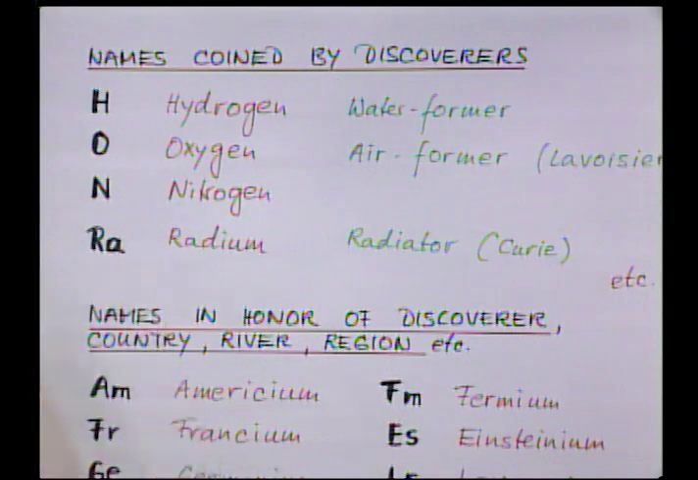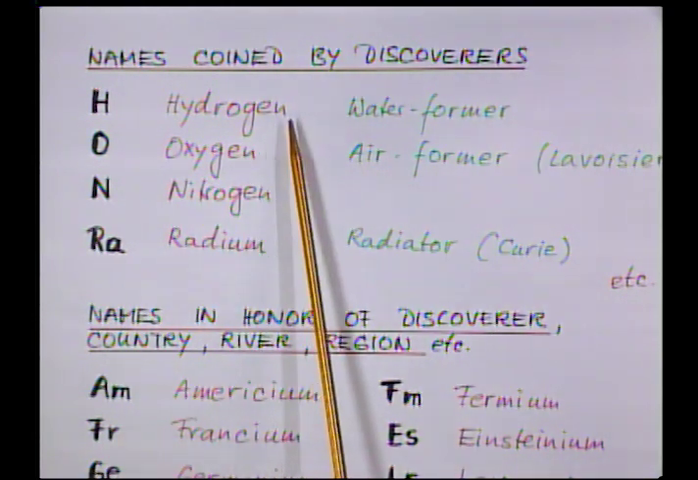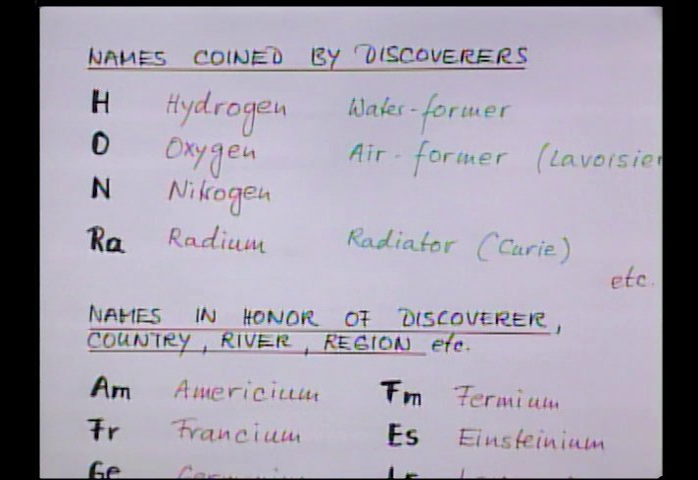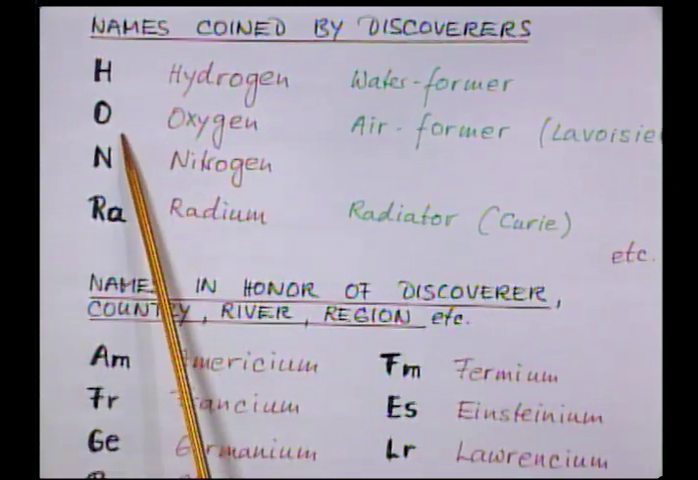Later, some of the more recently discovered names came from the people who coined them, like hydrogen, which means water forming. Hydros means water. So hydrogen is part of water, so we can say water-forming element. Oxygen is air forming, or it's part of our air.